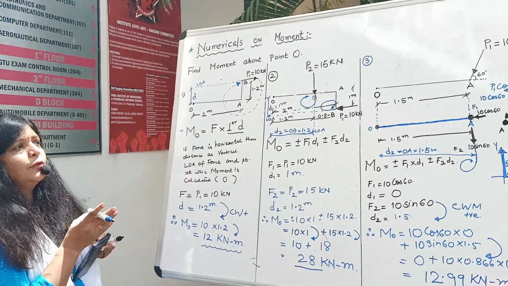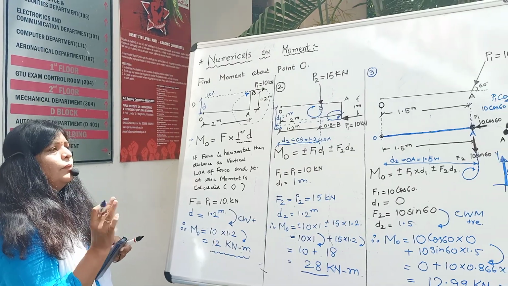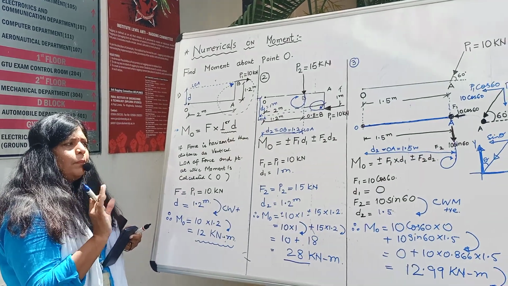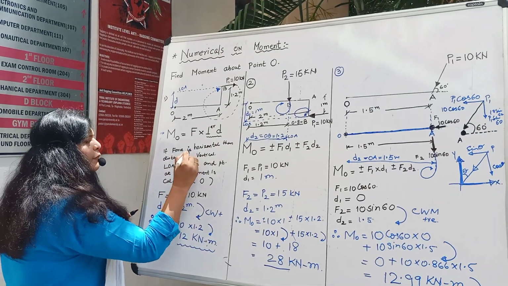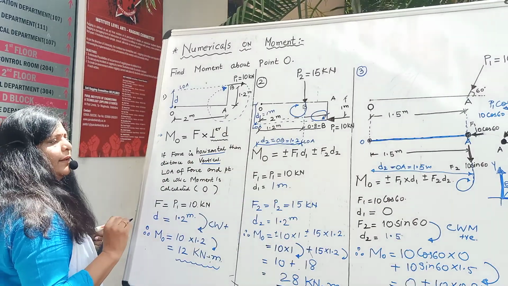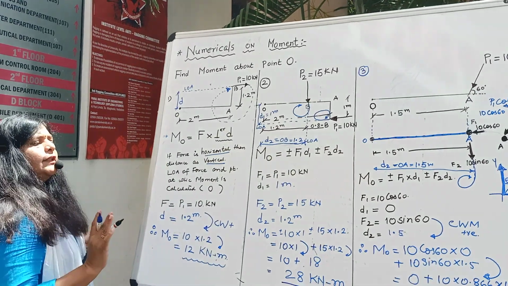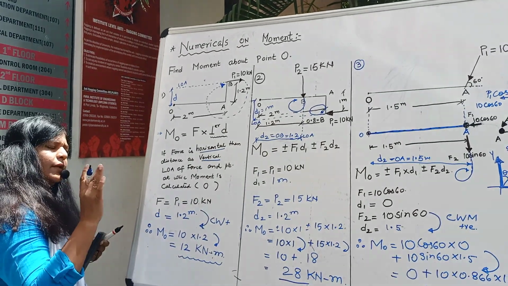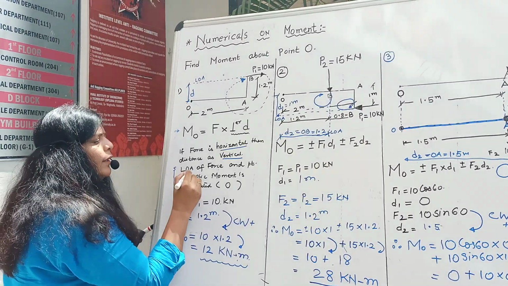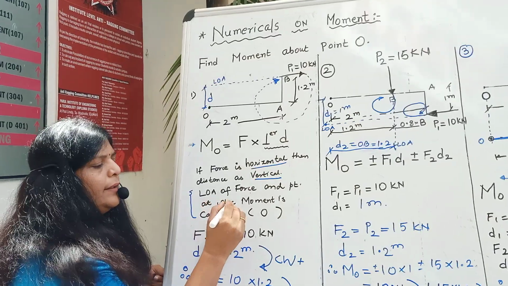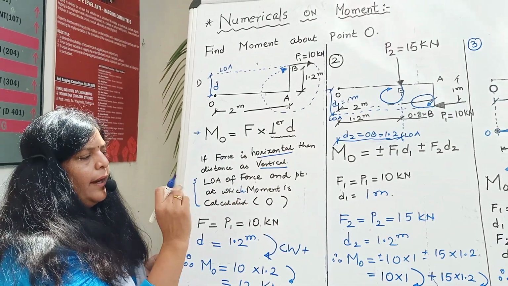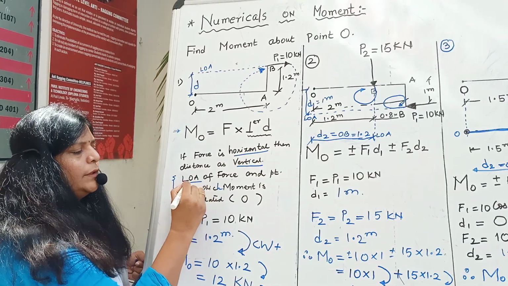of horizontal force, inclined force and combination of horizontal and vertical force. The important thing is that if the force is horizontal, the distance is vertical. Okay? And if the force is vertical, the distance is horizontal. And the second important point is the line of action of the force and the point at which moment is to be calculated. And how do we get the line of action of force?